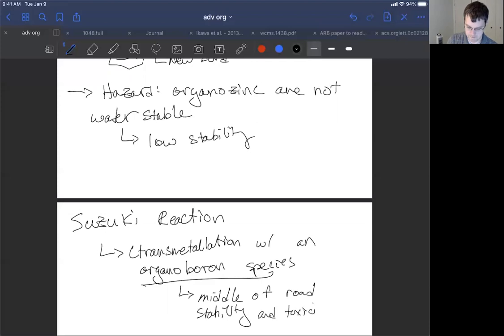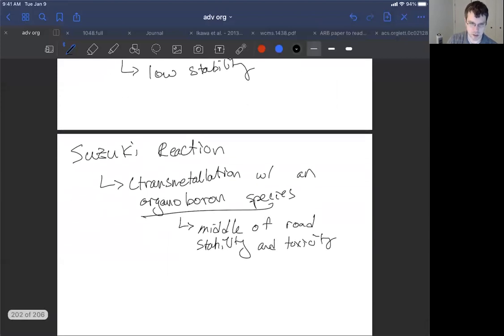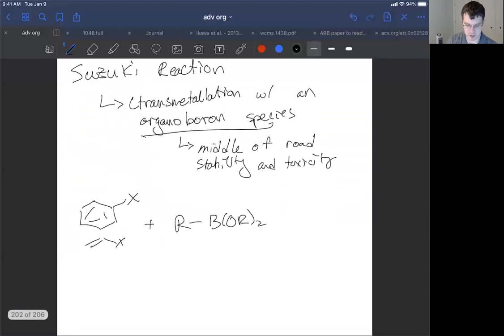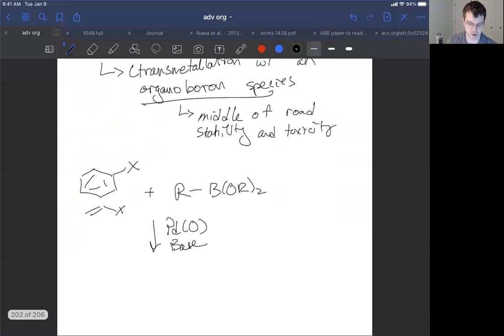Okay, so what you can do is you can take your sp2 hybridized halide. It could be, again, either one of these. Now what you're going to do is add a boron agent, and these boron agents could vary quite a bit. This has been studied extensively. And what you do is you add palladium 0 along with some sort of base. It's not always required in some of the other cross-coupling approaches, but it's definitely required here.